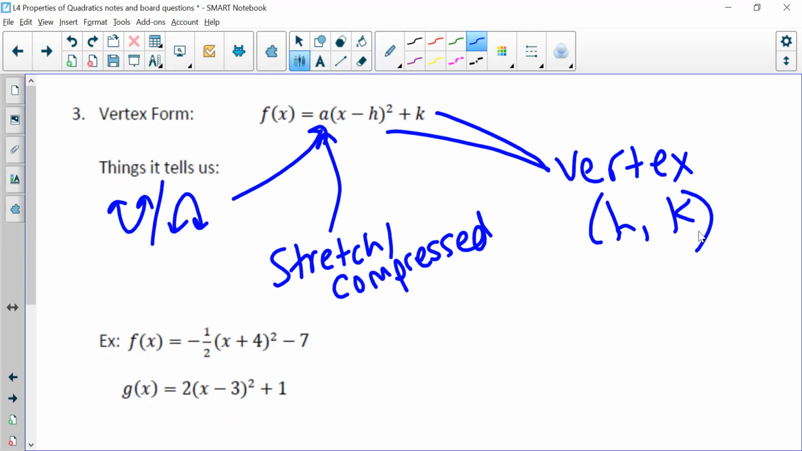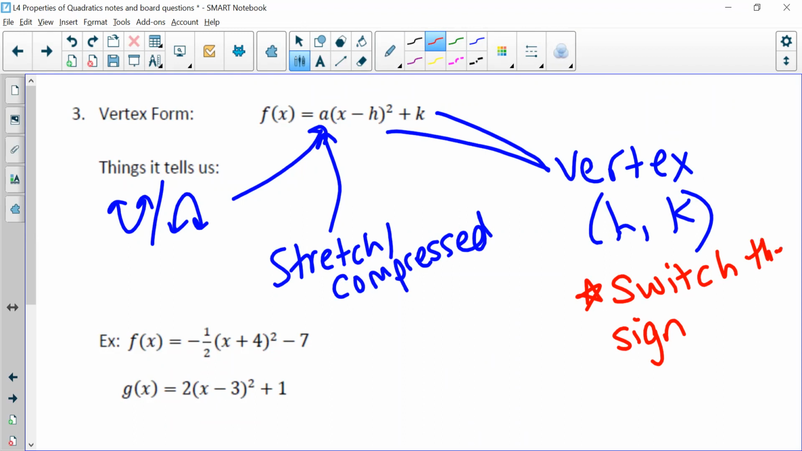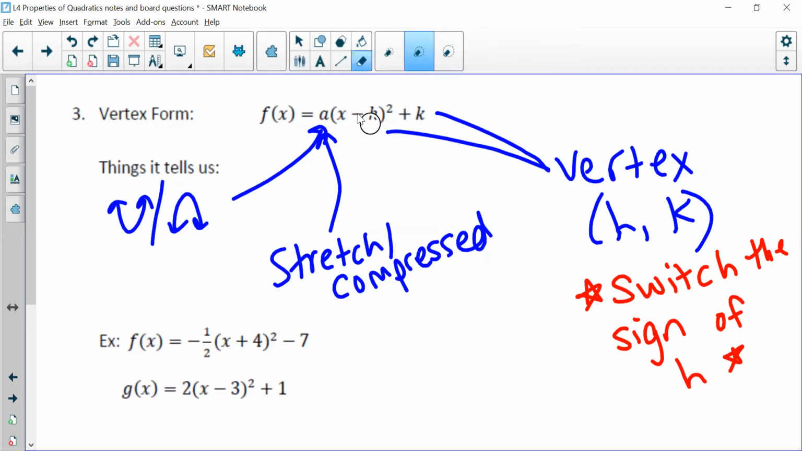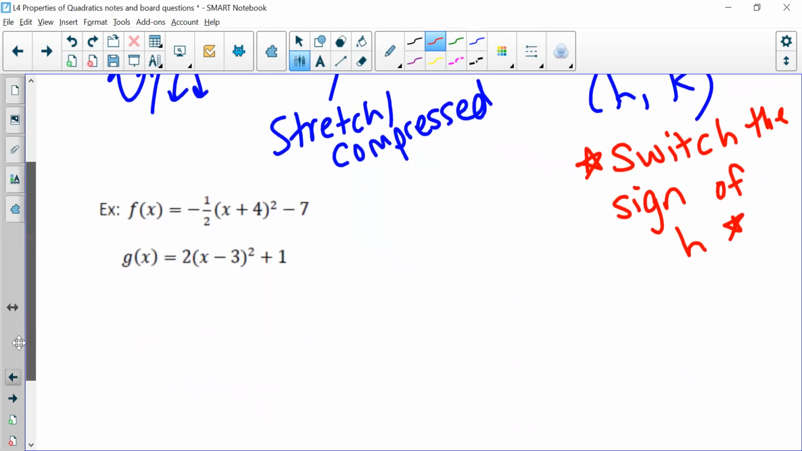I want these notes to be really complete, so I'm also going to add on here, you have to switch the sign of h because the general equation has a negative sign in it. Switch the sign of h. Because this has a negative in here, when you pull it out, you have to switch the sign of it. I'm going to hopefully show that to you guys. Okay, look at this first function: y = -1/2(x + 4)² - 7.